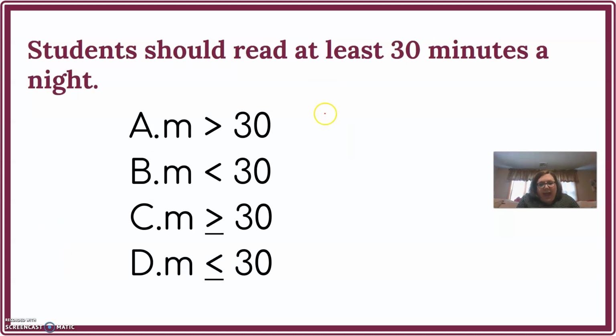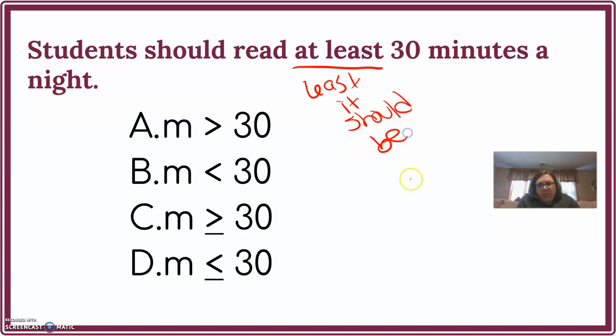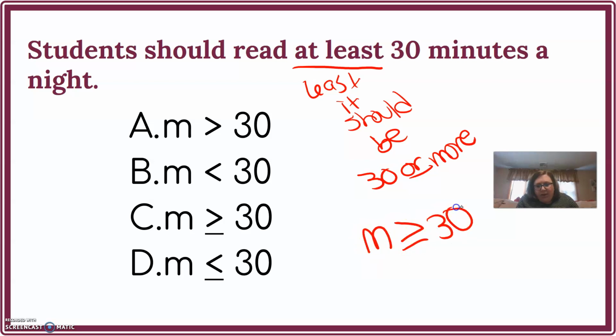Students should read at least 30 minutes a night. So at least means that's the least it should be. So this means 30 or more. If Ms. Roberts said to read at least 30 minutes, that means you have to read 30 minutes or more. If you read 29 minutes, she's going to say you need to read 1 more minute. So this means the number of minutes has to be greater than or equal to 30.